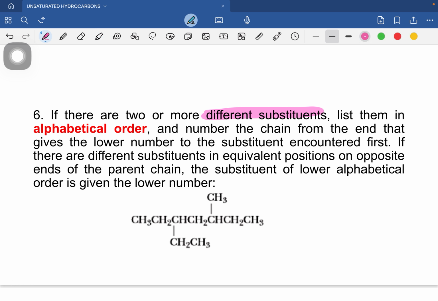So we have here an example po. Let's try to name this hydrocarbon. So from where should you start counting? We know that this substituent is your methyl. It's an alkyl po, and we also have here your ethyl. Methyl and ethyl. So according to our rule, if there are 2 or more different substituents, you have to list them in order.